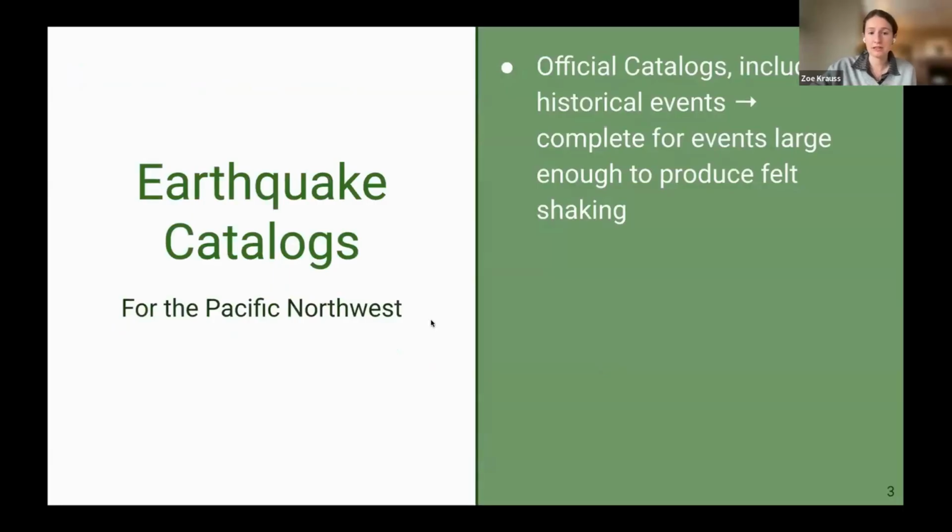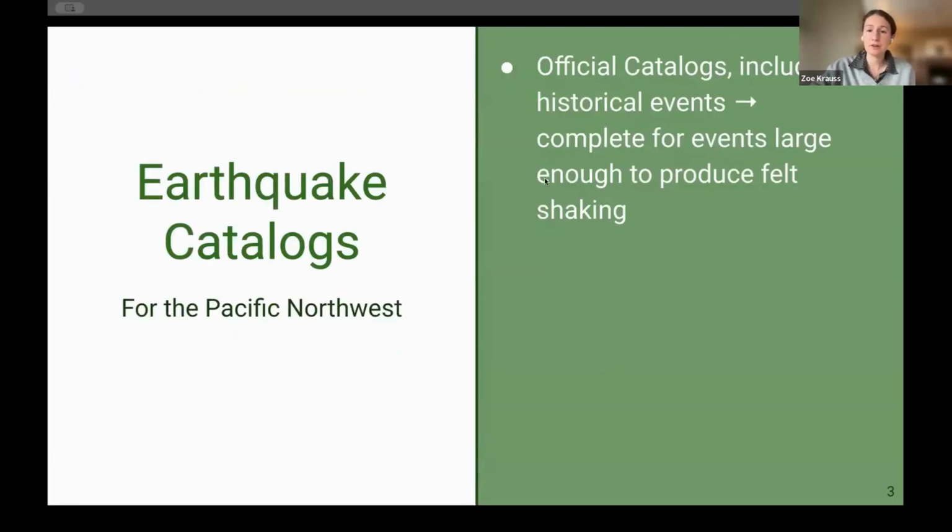So starting with the earthquake catalogs for the Pacific Northwest, the first thing that we're going to focus on is just the official catalogs. So these include historical events, and they are generally complete for events large enough to produce felt shaking, easily complete to about magnitude 2.5 or so. They're also more homogeneous across networks, across data quality, and they also just have the best APIs. They're the easiest to use, easiest to access. And in general, we have lots of small earthquakes in the Pacific Northwest, but this talk is just trying to focus on the larger earthquakes that are more relevant to ground motion modeling.